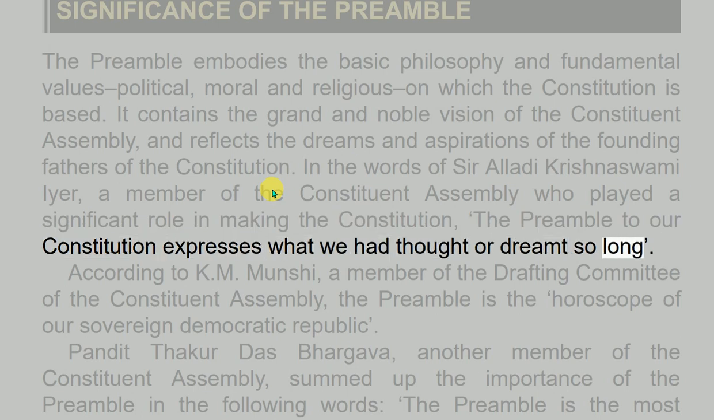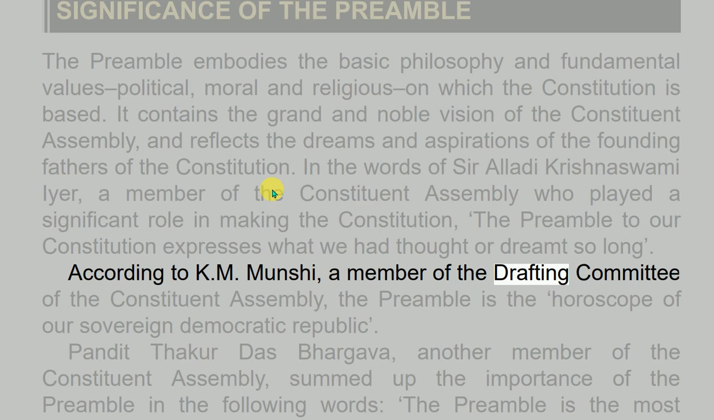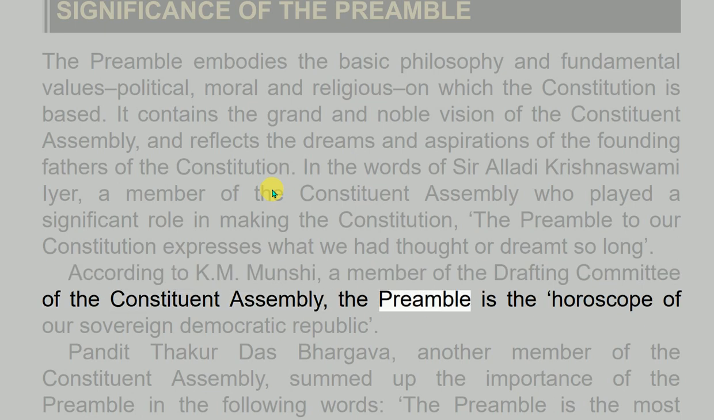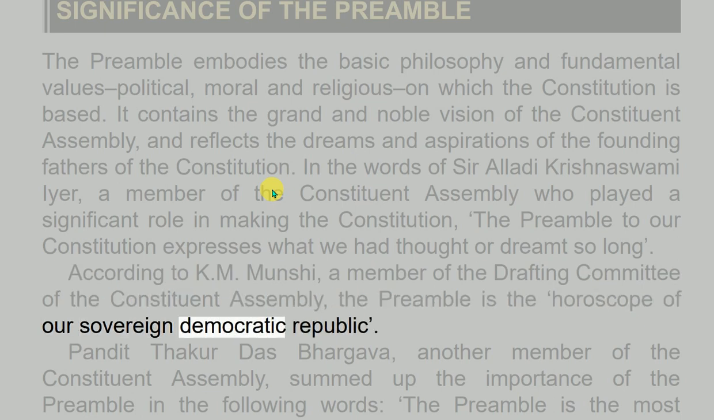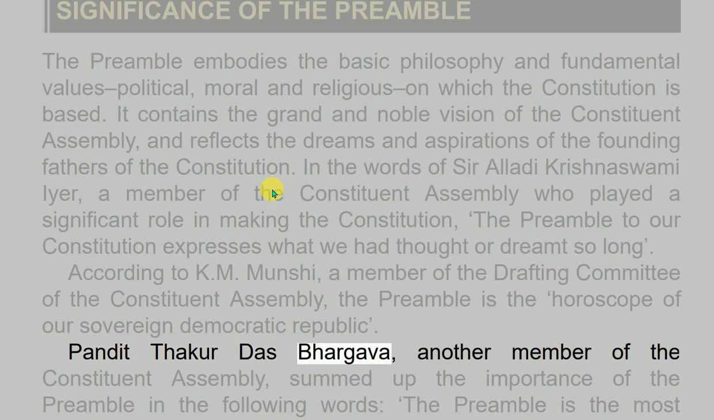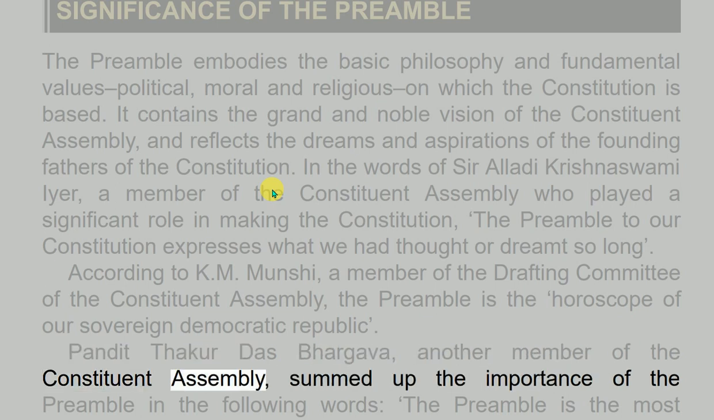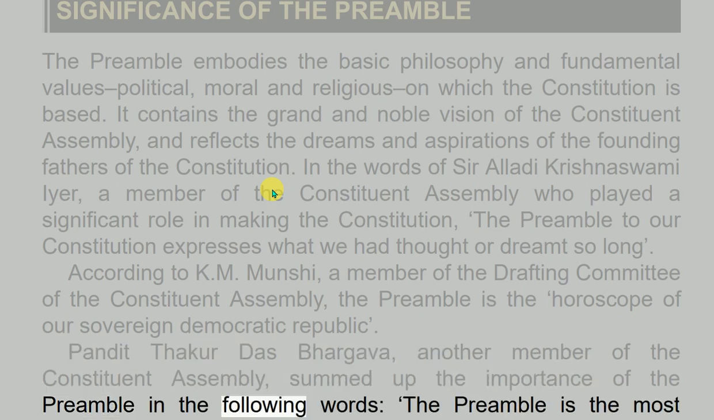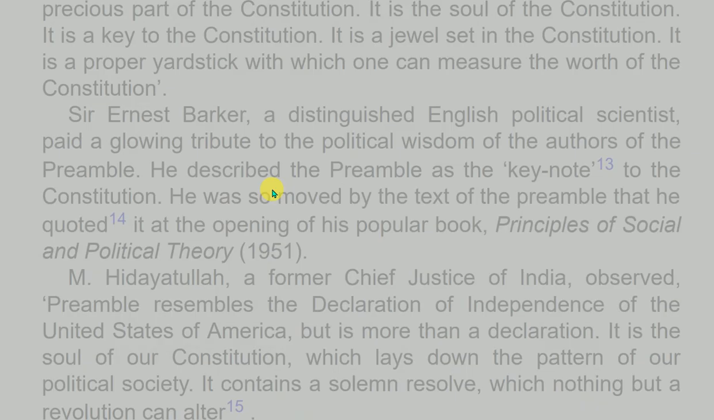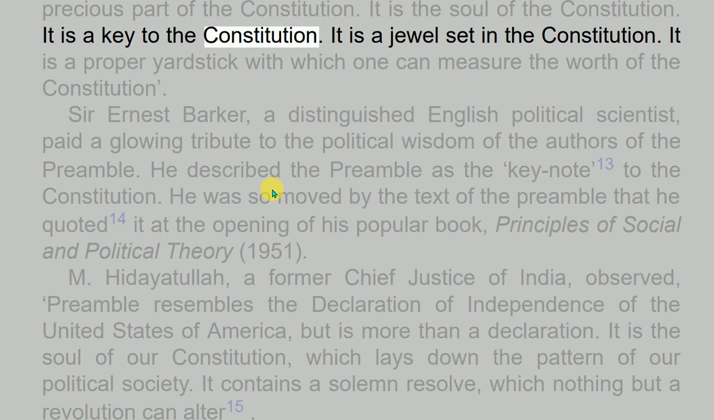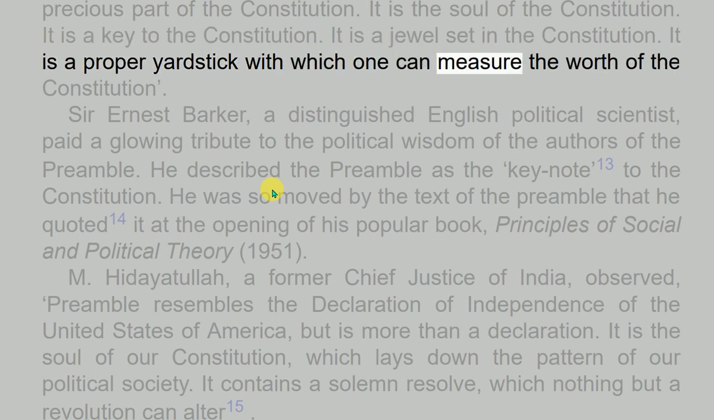According to K.M. Munshi, a member of the drafting committee of the Constituent Assembly, the preamble is the horoscope of our sovereign democratic republic. Pandit Thakur Das Bhargava, another member of the Constituent Assembly, summed up the importance of the preamble in the following words: the preamble is the most precious part of the Constitution. It is the soul of the Constitution. It is a key to the Constitution. It is a jewel set in the Constitution. It is a proper yardstick with which one can measure the worth of the Constitution.